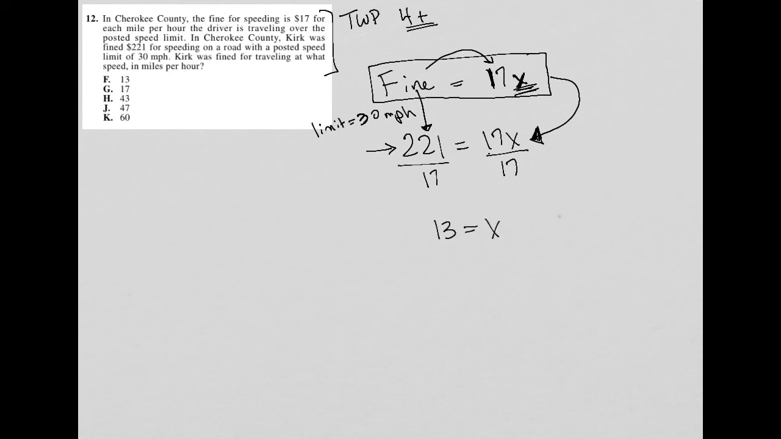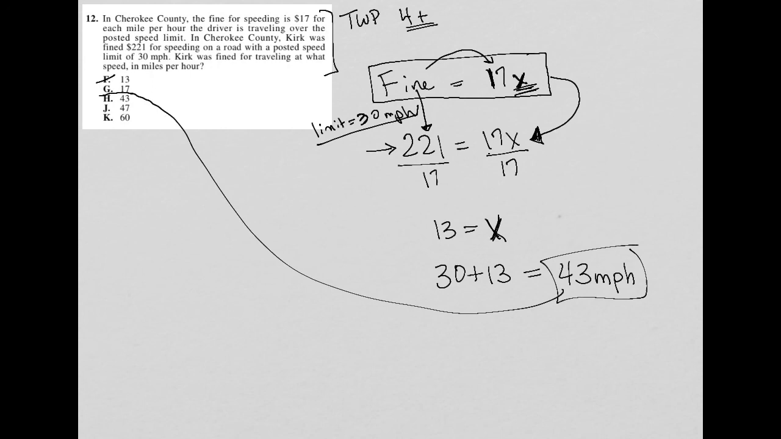Now again, x is not the speed Kirk is going, right? So F is a trap answer. 13 is the amount of miles per hour over the speed limit that Kirk is going. So because the speed limit is 30 miles per hour and x equals 13, that means Kirk must have been traveling at 30 plus 13, or 43 miles per hour. And therefore, the correct answer here is choice H.